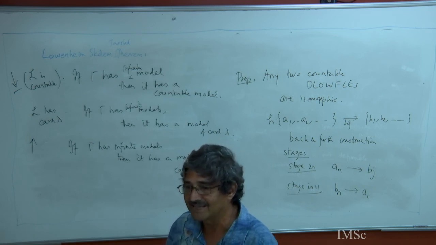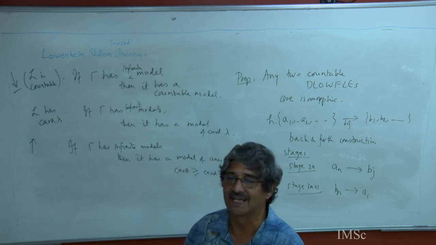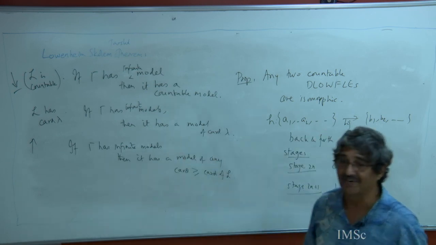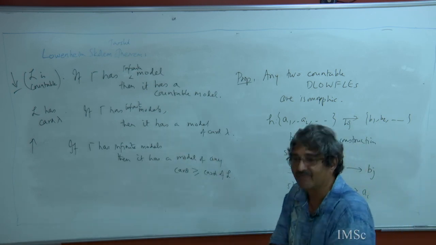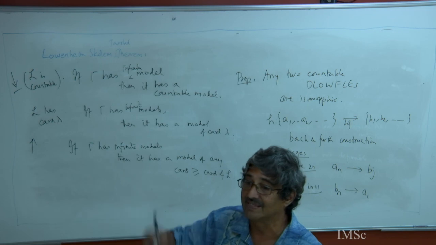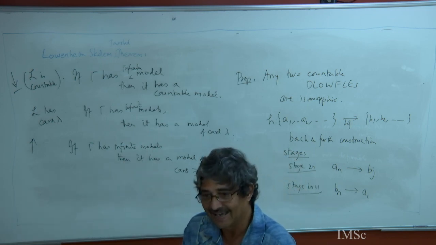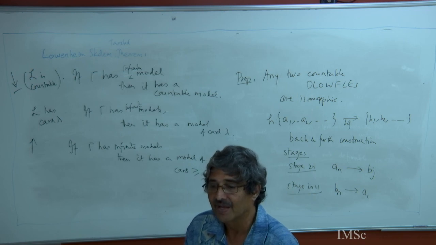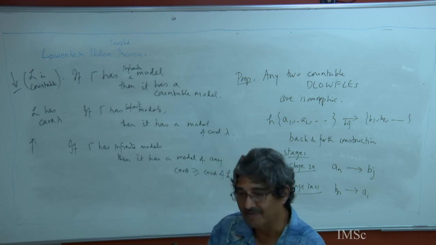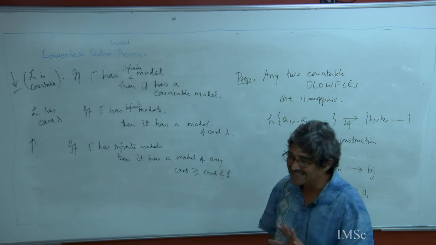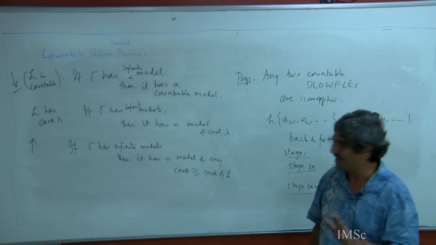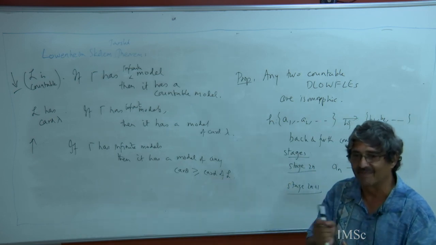How do you use compactness? Show that every finite subset is satisfiable. Well, gamma already has an infinite model, and I take any particular finite subset of the new elements, who cares what cardinality that is. So I'll get an infinite model. Since every finite subset is satisfiable, the whole set is satisfiable. It's some more tricky work to make sure that the cardinality is exactly the same, etc.